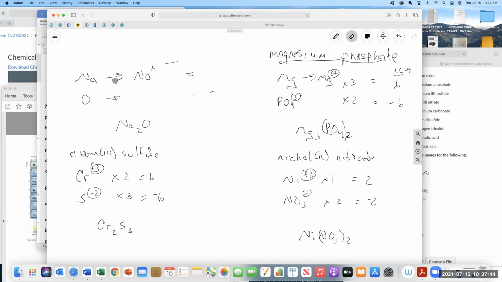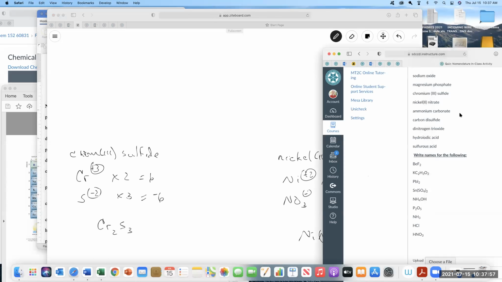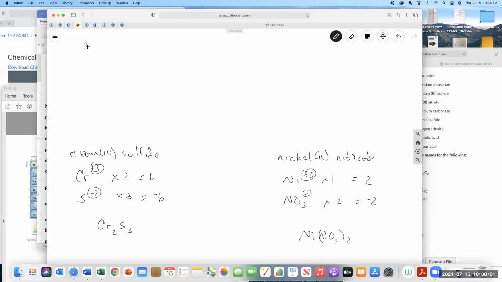Once you've done a few of these, it starts going faster, because it's like learning a language. Once you get a little bit better at the language, you speak it a little bit better. All right. So next one is ammonium carbonate and then carbon disulfide.